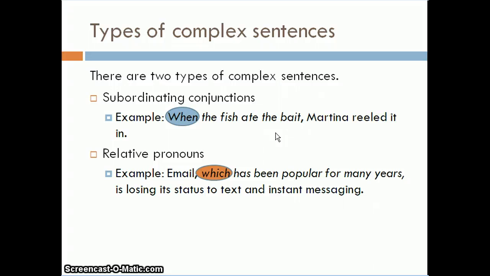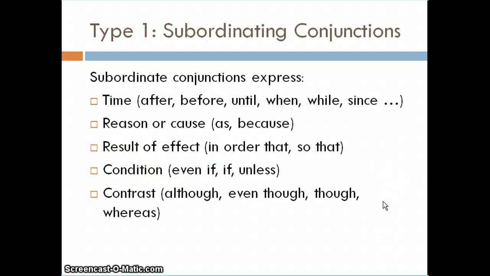The other type of complex sentence is a complex sentence with a relative pronoun. And here's an example. Email, which has been popular for many years, is losing its status to text and instant messaging. So in this case, our dependent clause is in italics: which has been popular for many years. And it's dependent because of the relative pronoun which. So we're going to focus first on the complex sentences with subordinating conjunctions.